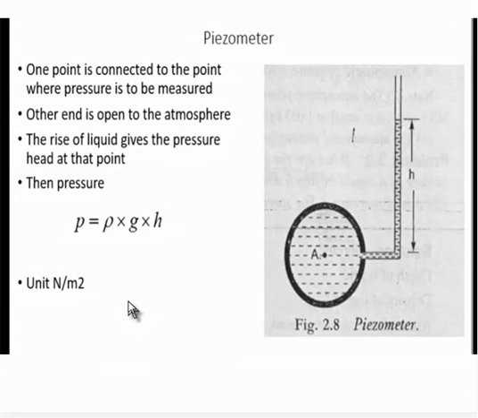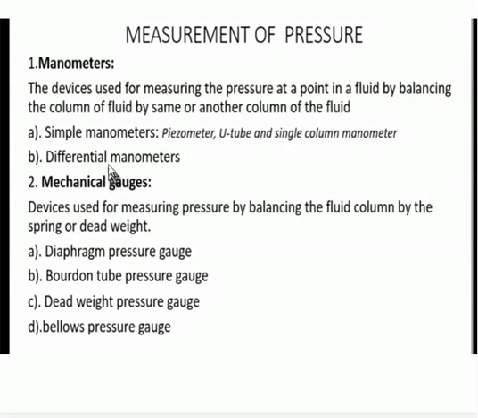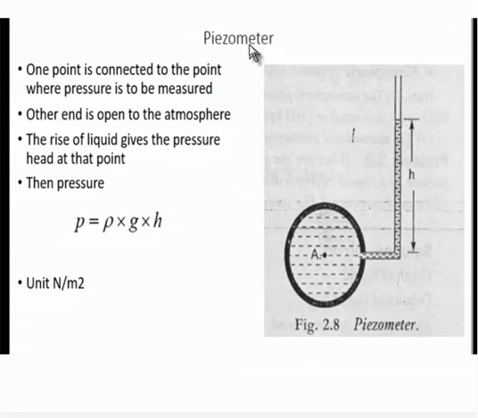Okay, so next one is the piezometer. Now we will discuss it one by one. So in simple manometer: piezometer, U-tube and single column manometer. We will discuss it one by one here. Piezometer. Okay. So figure number 2.8 will show the piezometer. Here it is having one pipe with some fluid. In this fluid we need to find out the pressure at the point A. Okay, and it is having only one column.